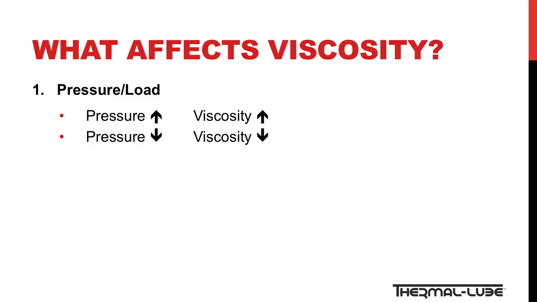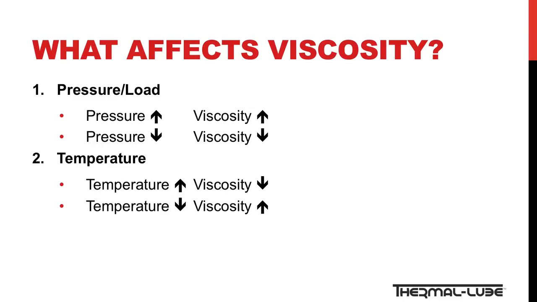The greater the load on the lubricant, the harder it is to flow, and therefore the higher the kinematic viscosity. Conversely, the lower the pressure or load on the lubricant, the easier the lubricant flows, and the lower the kinematic viscosity. As a rule of thumb, viscosity doubles with every 5,000 psi of pressure.